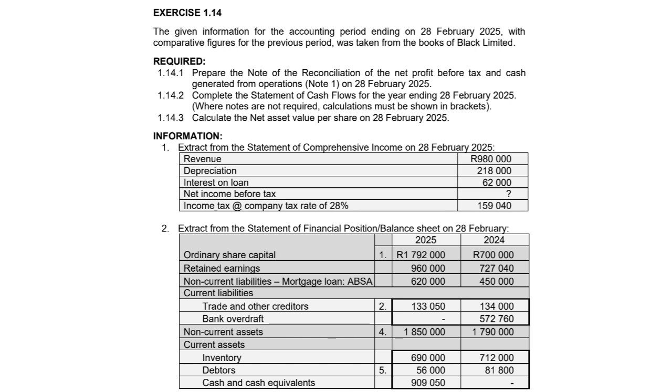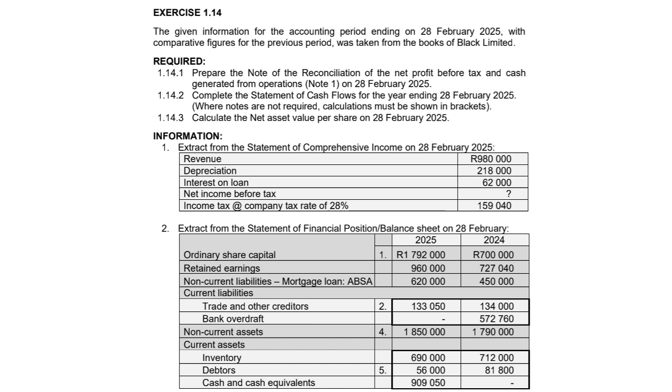1.14.3. Calculate the net asset value per share on 28 February 2025. Information number 1: extract from the statement of comprehensive income on 28 February 2025. They give you the revenue, the depreciation, interest on loan, net income before tax to be calculated, and our income tax at company tax rate of 28% is 159,040 rand.